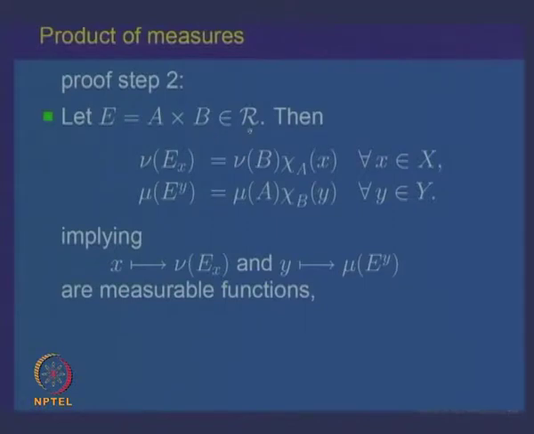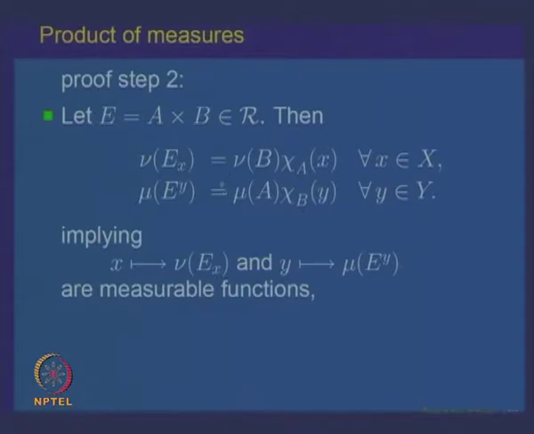So, A cross B belongs to R, is a rectangle, then nu of E_x. So, that was the first step, showing that the class P includes rectangles. There we use the fact that if you take a set which is a rectangle, then its section is nothing but either the set A or the set B or the empty set, according to the point x or y. So, nu of E_x is nothing but nu of B times the indicator function of A at x, because if x does not belong to A, then this is 0 and the section is just B. And similarly, mu of E_y is mu of A times the indicator function of B.